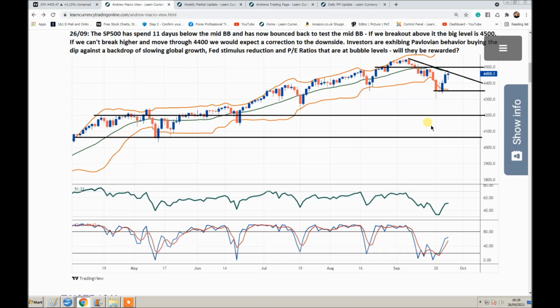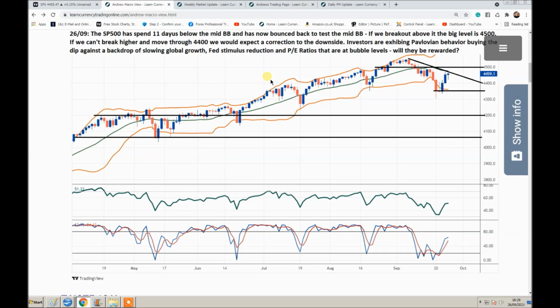Okay. Market's not really seeing a correction coming, but you've got slowing global growth, slowing growth in the US, obviously. Fed stimulus is being reduced. Price earning ratios are at bubble levels. I can add in, you possibly going to have a government shutdown in the US and possible debt default.